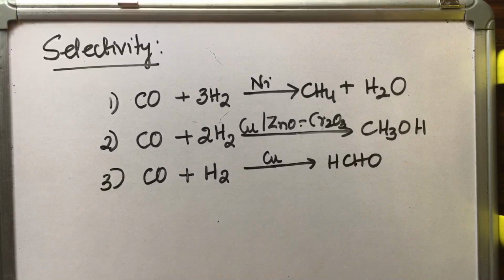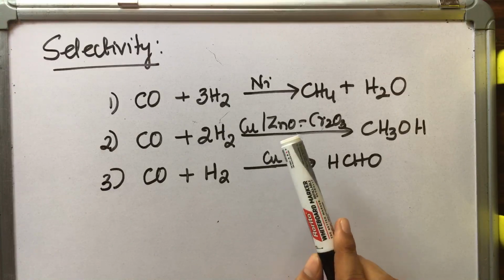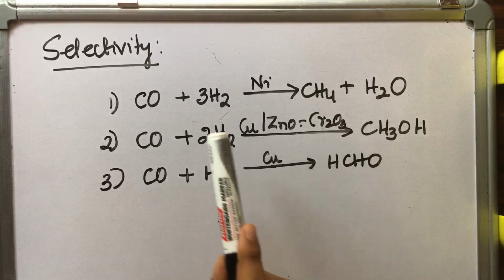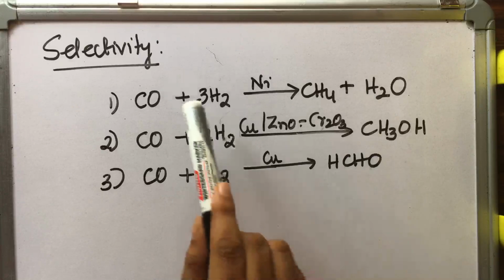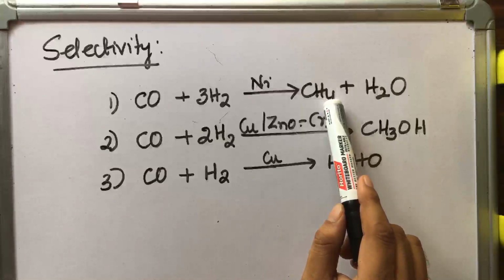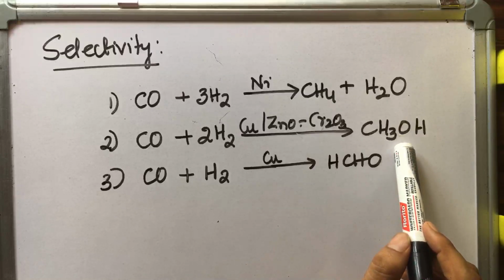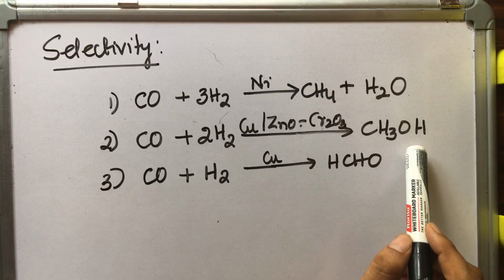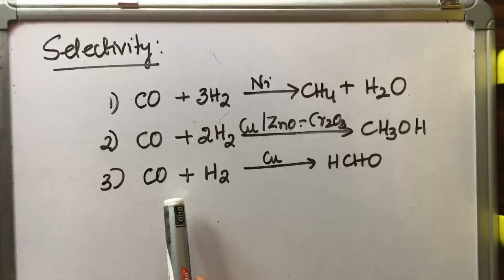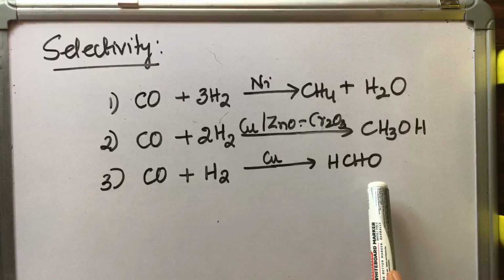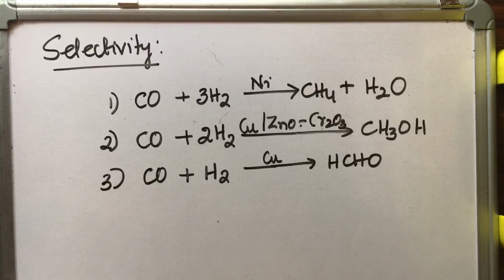Formaldehyde is being formed. Now you can see the selectivity of a catalyst. The selectivity of the catalyst is the ability to direct a reaction to a particular product. Nickel will direct the reaction so as to give methane; copper, zinc oxide, Cr2O3 will direct the mixture of carbon monoxide and H2 gas so as to give methanol; copper will direct CO and H2 gas so as to form formaldehyde. So students, what is selectivity of a catalyst?